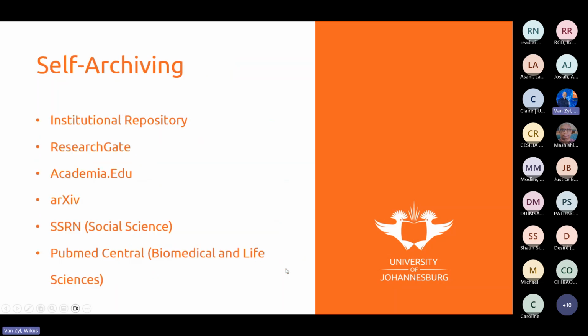Just a bit more about self-archiving. There are various places where you can self-archive your work if it's been published as open access. So firstly, your institutional repository. All research outputs at UJ have to be deposited into the institutional repository. Secondly, you can self-archive on ResearchGate, academia.edu, arXiv, SSRN, which is for social science outputs, and PubMed Central, which is for biomedical and life sciences outputs.